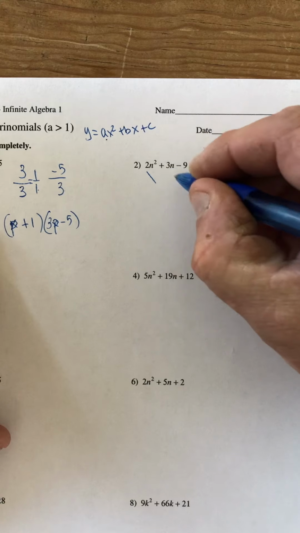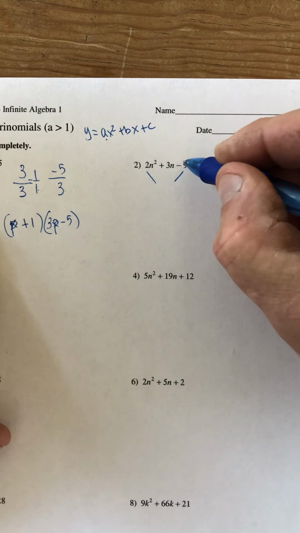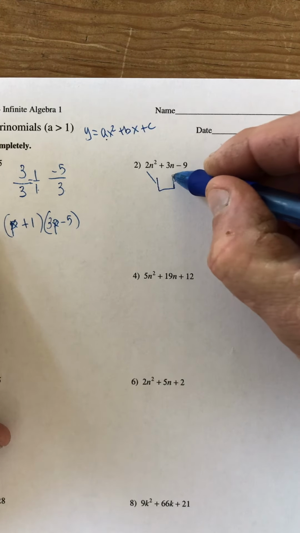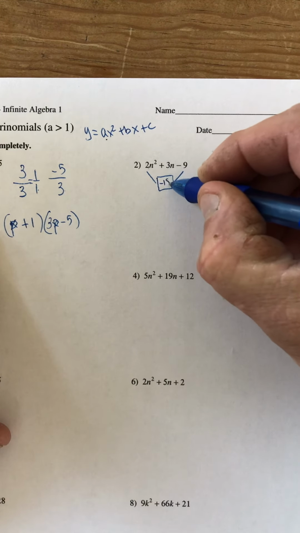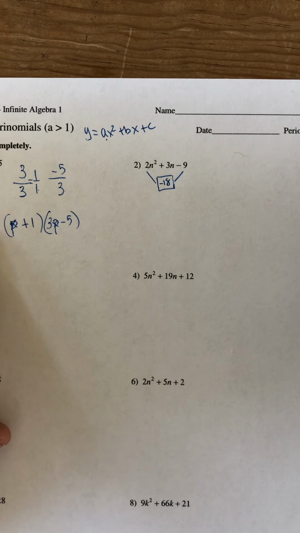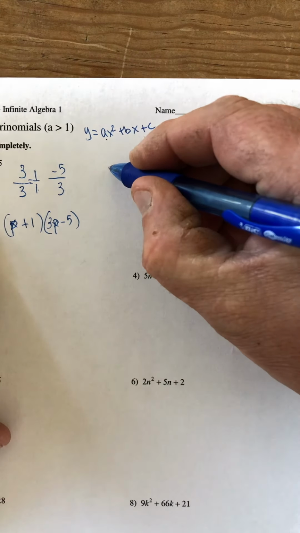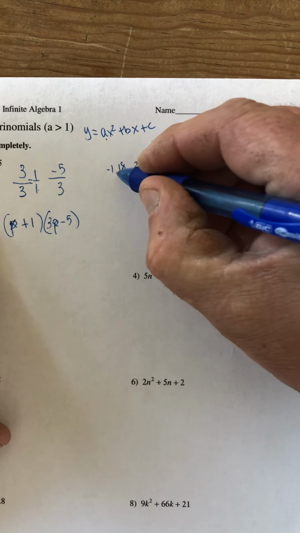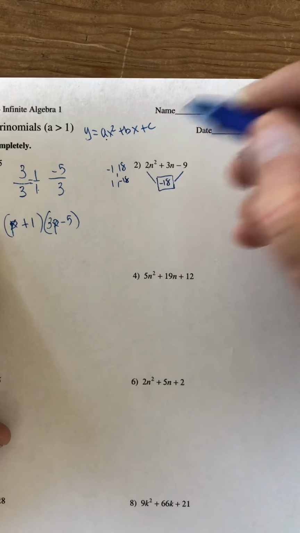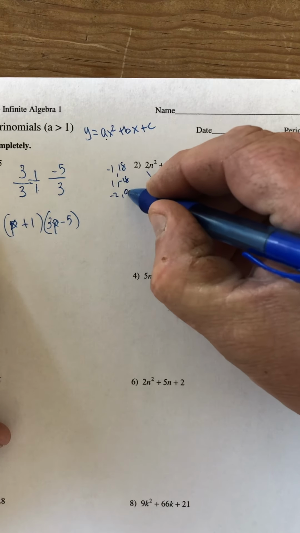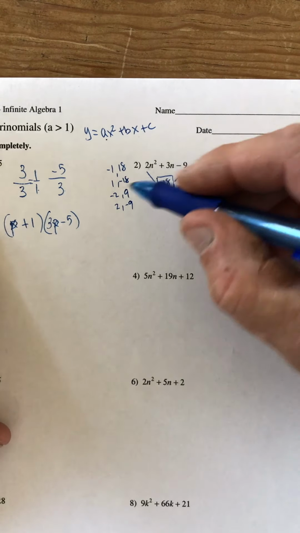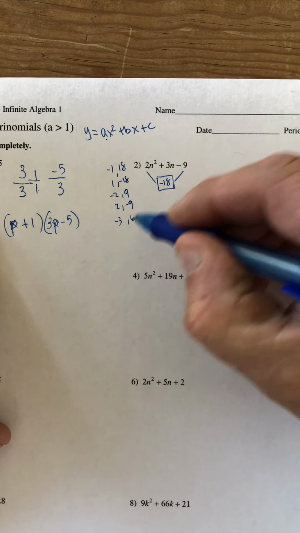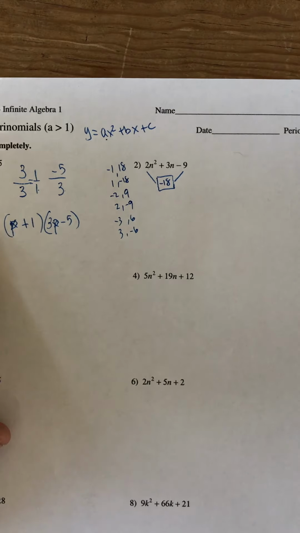Remember, bars and box. I draw 2 bars from my A and my C terms. Multiply those, so 2 times -9 is -18. List my factors of -18. So I have -1 and 18. 1 and -18. -2 and 9. 2 and -9. I have -3 and 6, and 3 and -6. Those are my factors of -18.